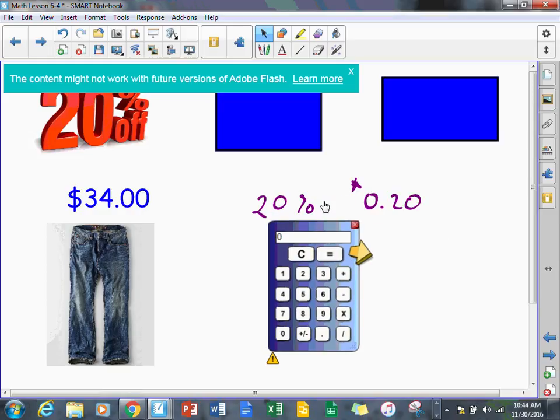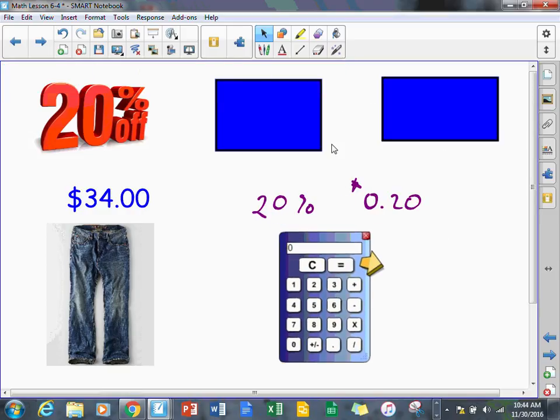All right. So I take the price, which was $34, and I multiply it by 0 and 20/100ths. And that's $6.80. Now, that doesn't mean that that's what it will cost. What that means is that's what the discount's going to be. So instead of paying $34, I would pay $34 minus $6.80.